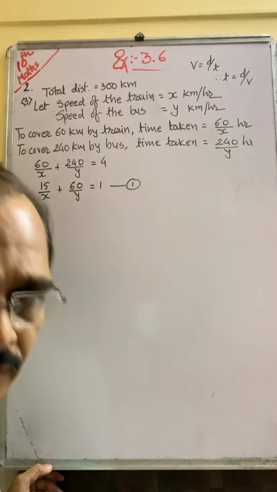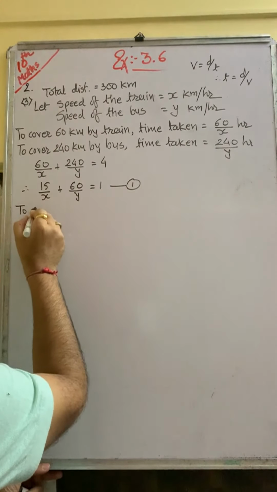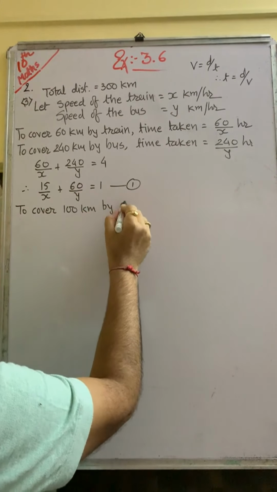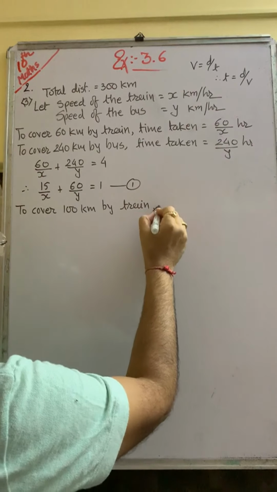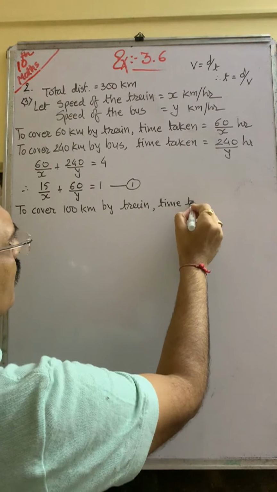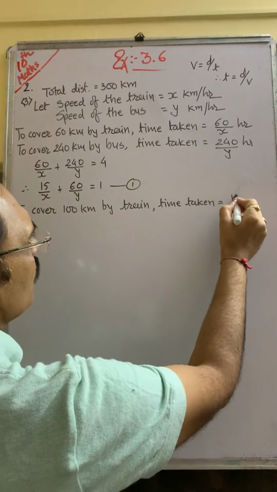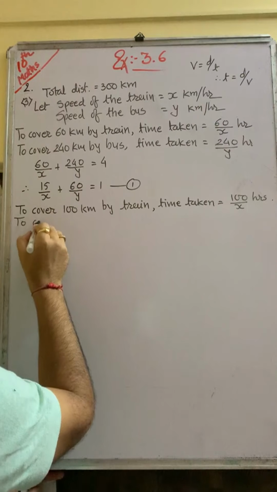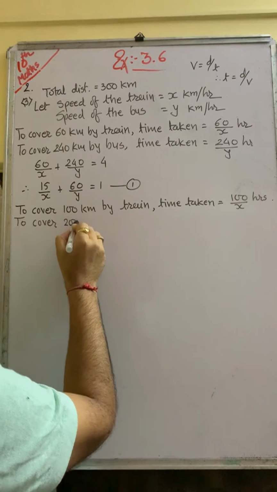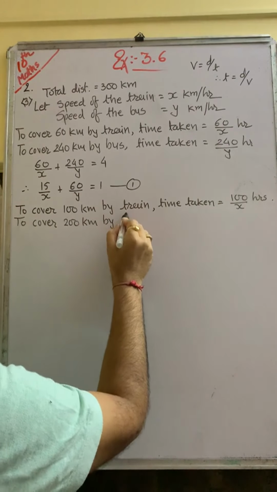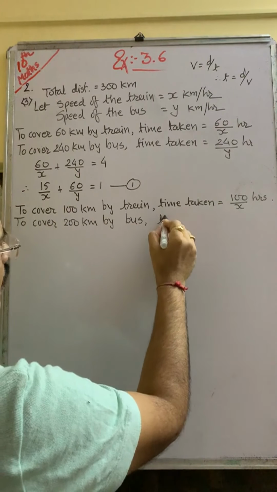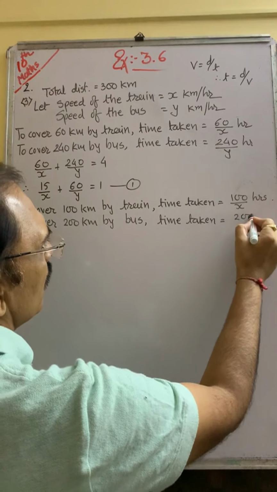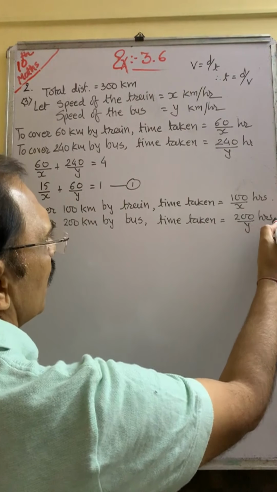If she travels 100 kilometer by train. So to cover 100 kilometer by train, time taken is equals to 100 upon x hours, remaining 200. To cover 200 kilometer by bus, time taken is 200 upon y hours. And now the question is what?